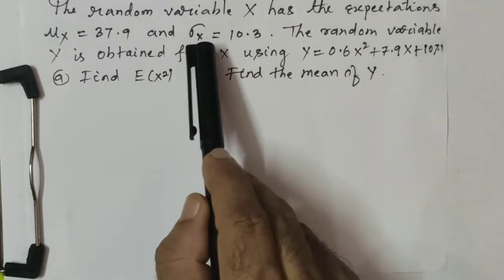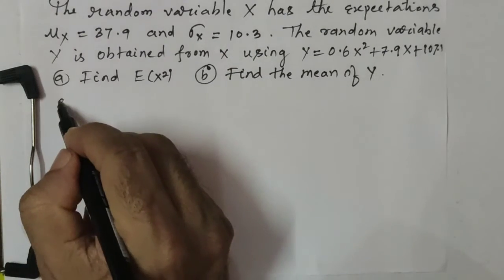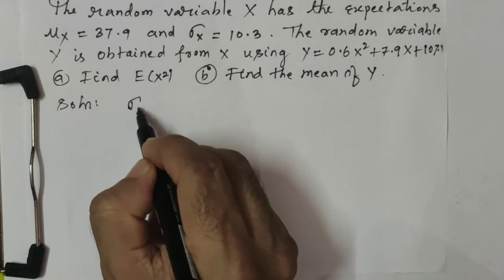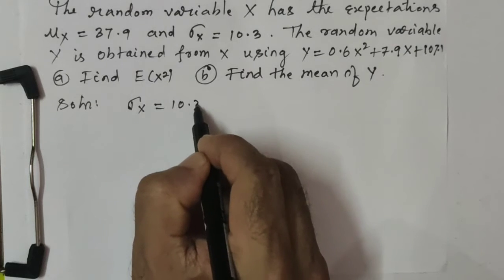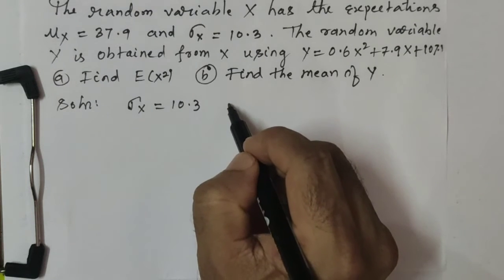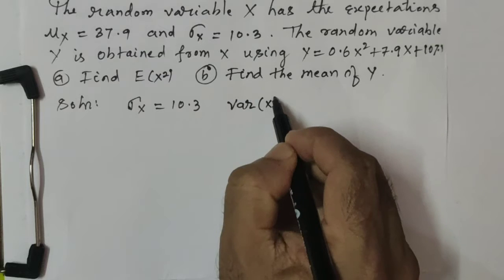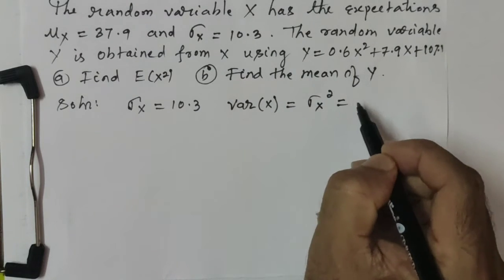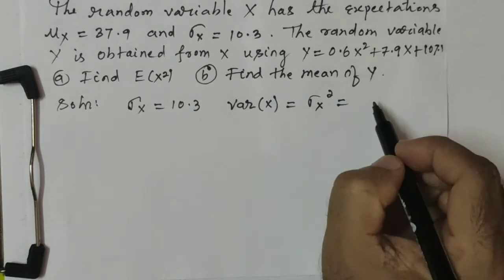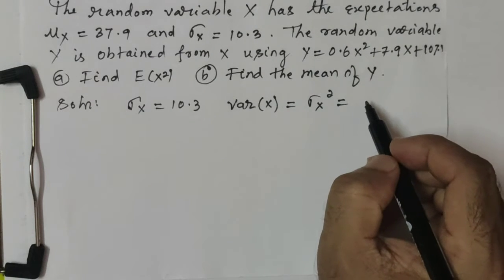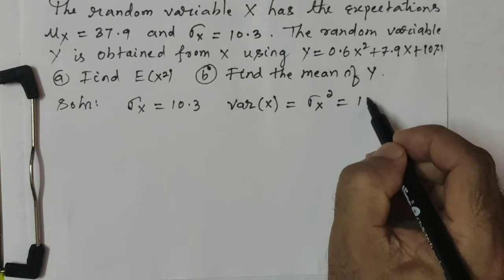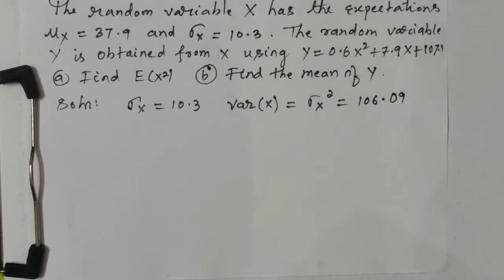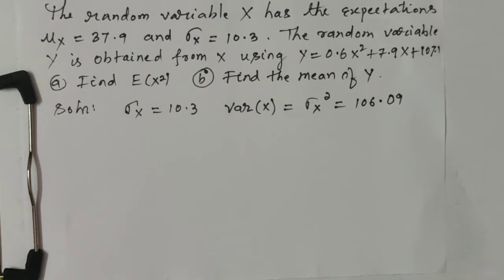So sigma x is a standard deviation. Solution: given standard deviation sigma x, which is equal to 10.3. If you want the variance, variance of x is equal to sigma x square. So sigma x square is what? Square this, 10.3 whole square. If you square 10.3, you will find 106.09. So this is the variance.